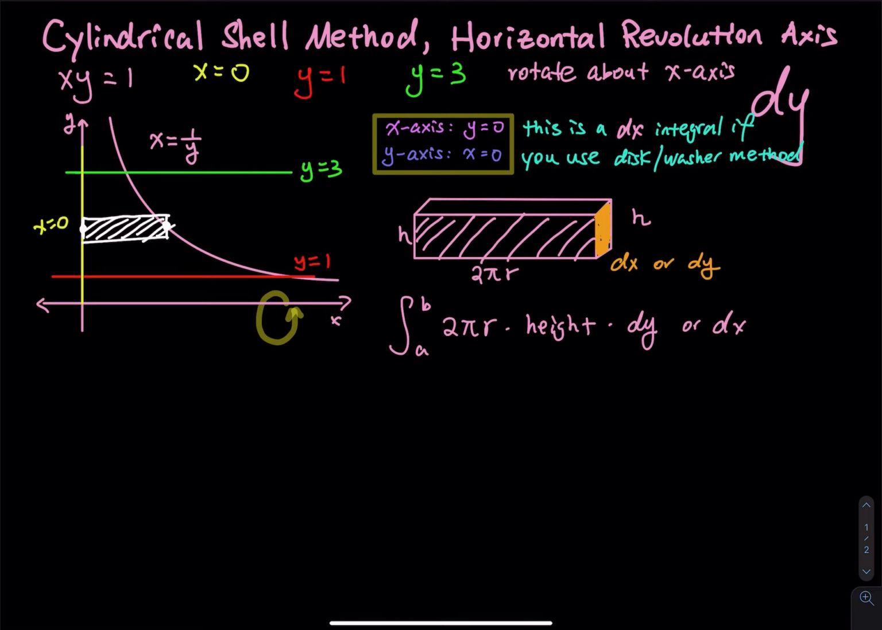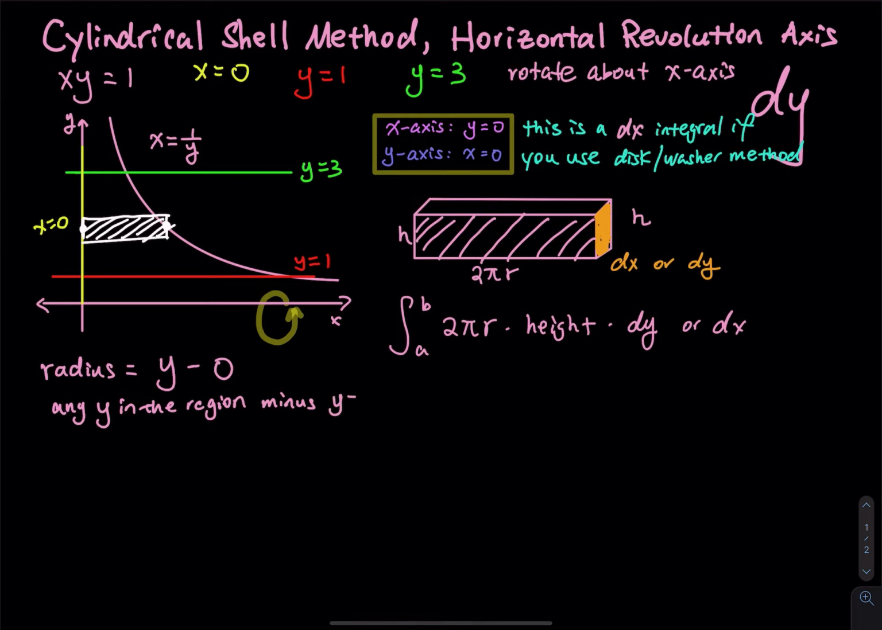All right, and then the next thing is we will have to determine the radius. So what is the radius? The radius is the distance between a y in the region and the revolution axis. So since the region is above the revolution axis, then we will be using y minus 0. To be clear, this is any y in the region minus the x-axis, which is y equals 0. So that is the radius. All right, and then what about the height?